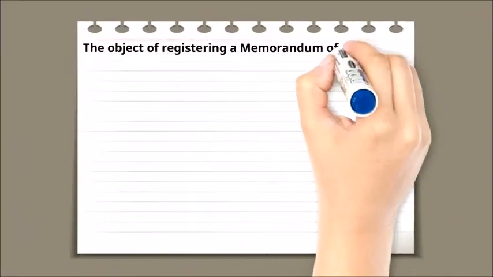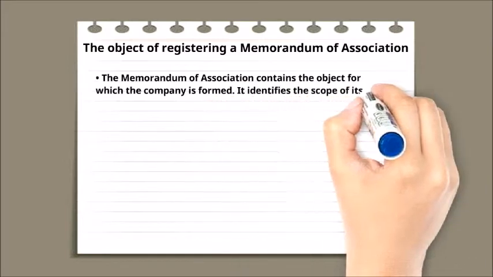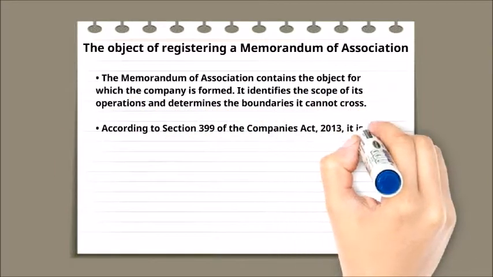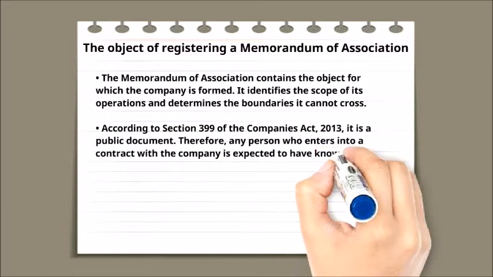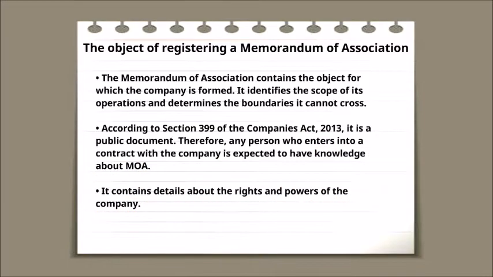The object of registering a Memorandum of Association. The Memorandum of Association contains the object for which the company is formed. It identifies the scope of its operations and determines the boundaries it cannot cross. According to Section 399 of the Companies Act, 2013, it is a public document. Therefore, any person who enters into a contract with the company is expected to have knowledge about the MOA. It contains details about the rights and powers of the company.